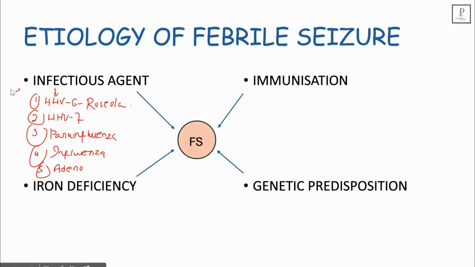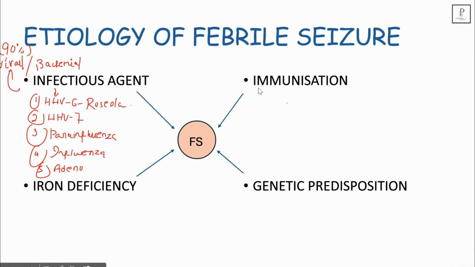Actually, any infectious agent can cause it. The infectious agent can be viral or bacterial. Any infection that causes fever may lead to febrile seizure. Around 90% are viral causes, and the most common viruses are these five. So this is about infection.